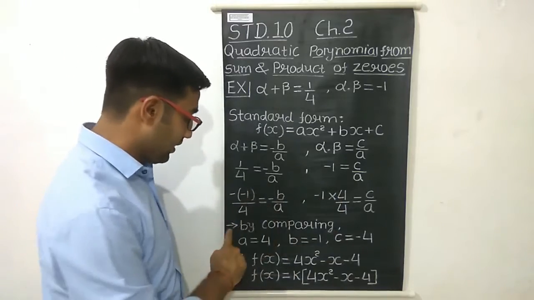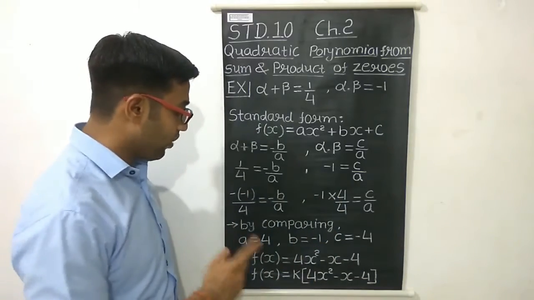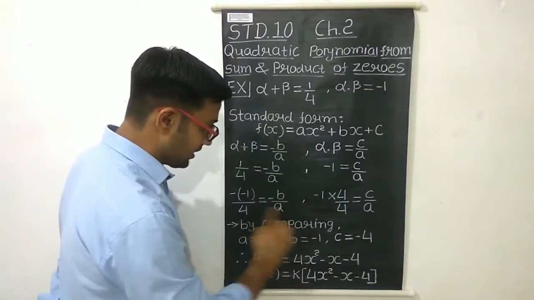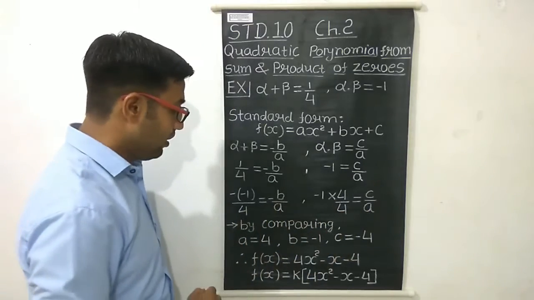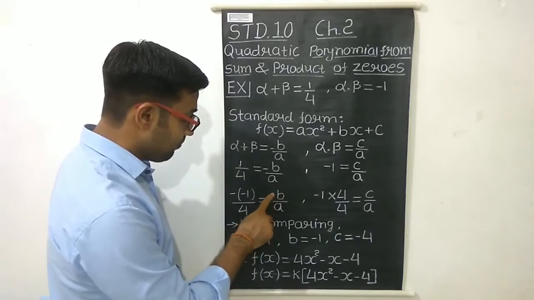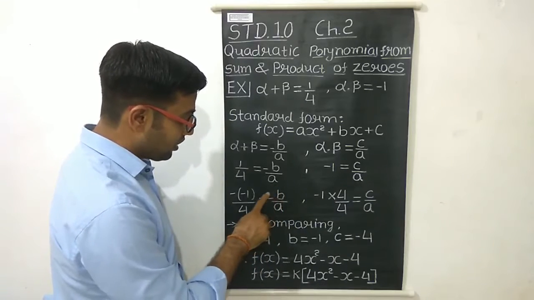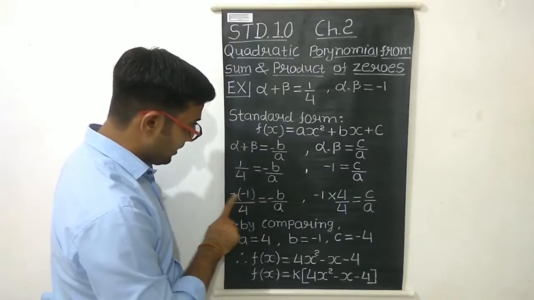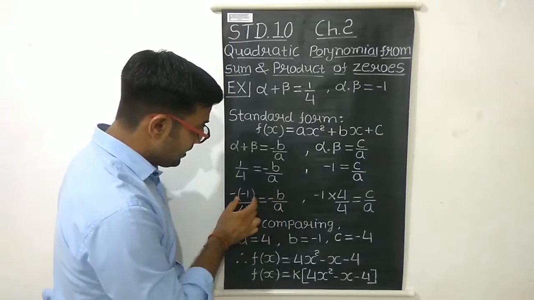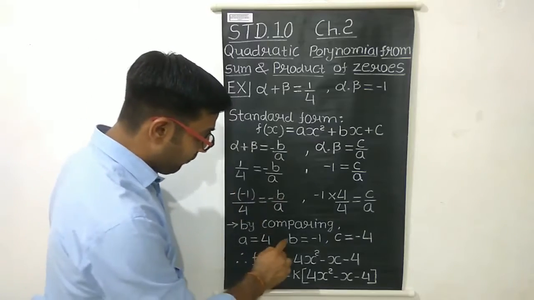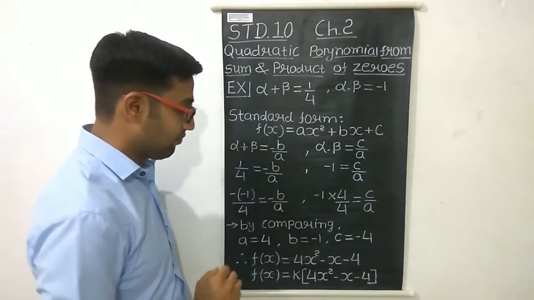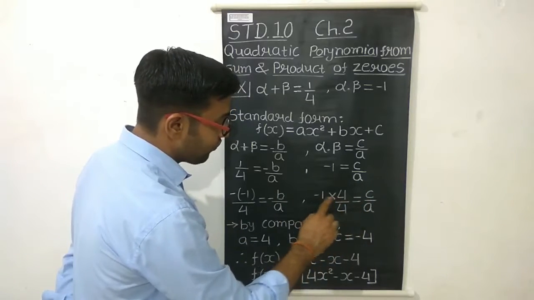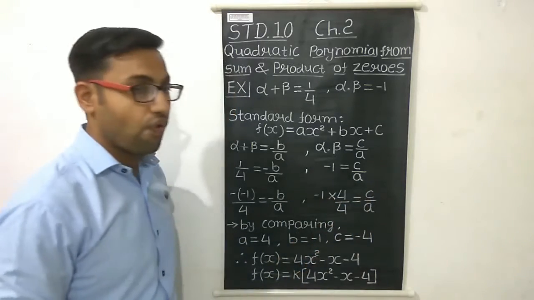Now by comparing the values, what will we get? a is 4. Now in both the cases a is 4. What is the value of b we will get here? Just we have not considered this minus sign, so this minus sign remains as it is. As b there is a minus 1. So the value of b is equals to minus 1. And now comparing the c, what will we get? 4 ones are minus 4, that is c is equals to minus 4.